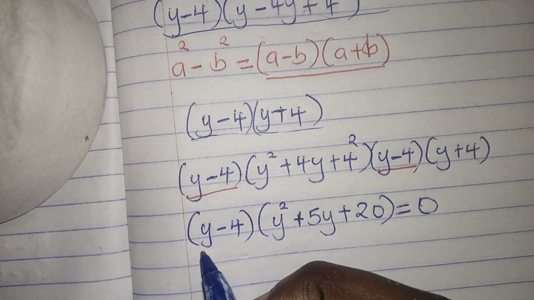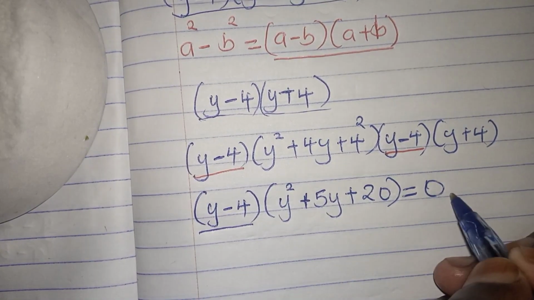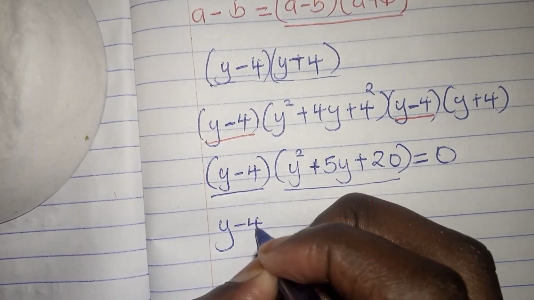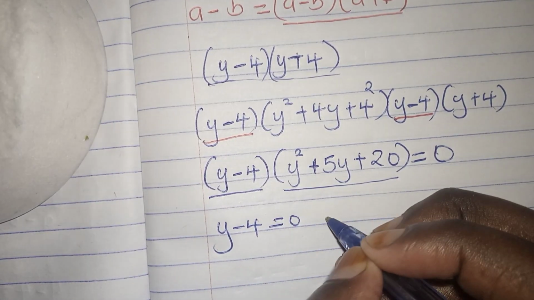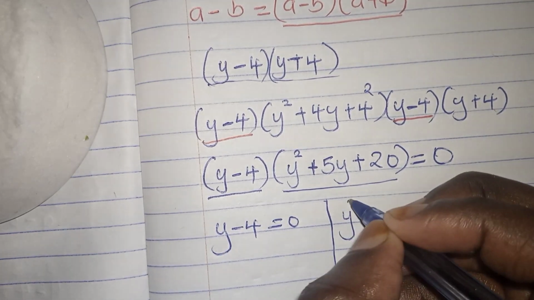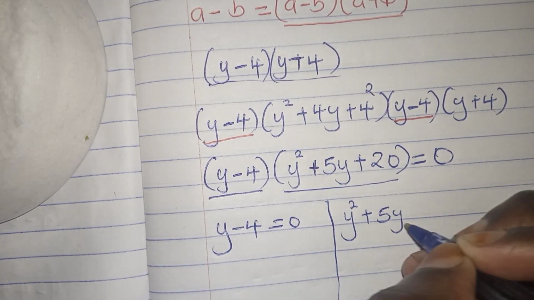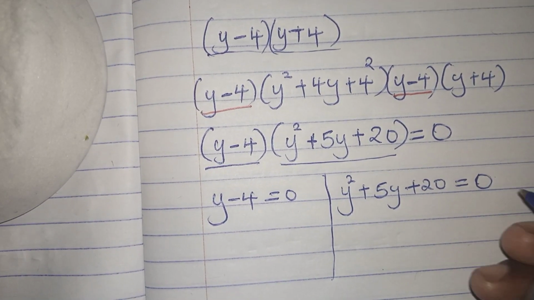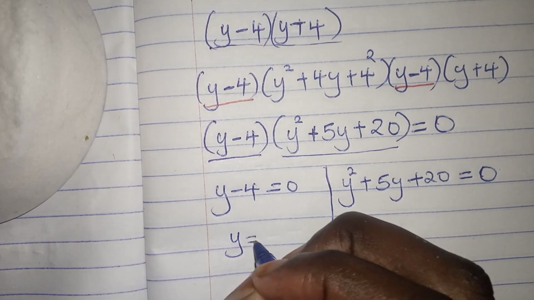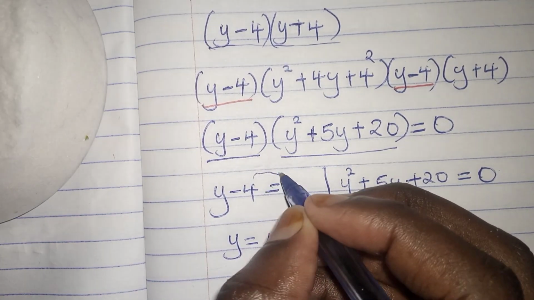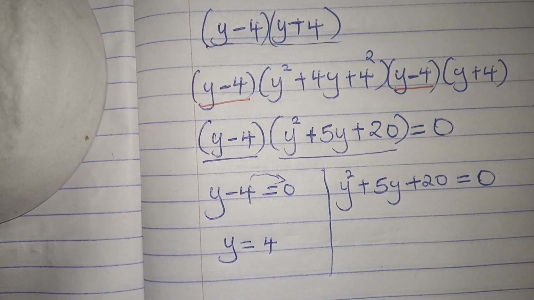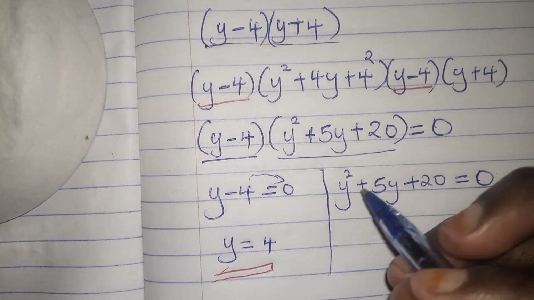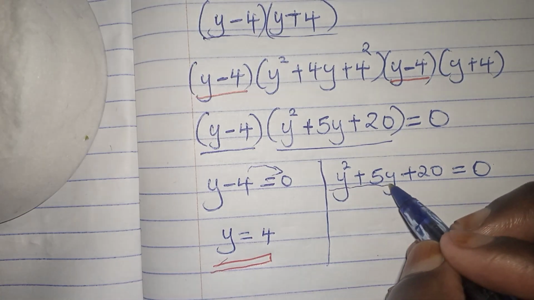So we are going to equate this term here with 0 and this term here with 0, and this will be y minus 4 is equal to 0, or y squared plus 5y plus 20 is equal to 0. So here y is equal to 4, bringing this 4 on this side, and we want to look for the real values of y. We formed a quadratic equation here.